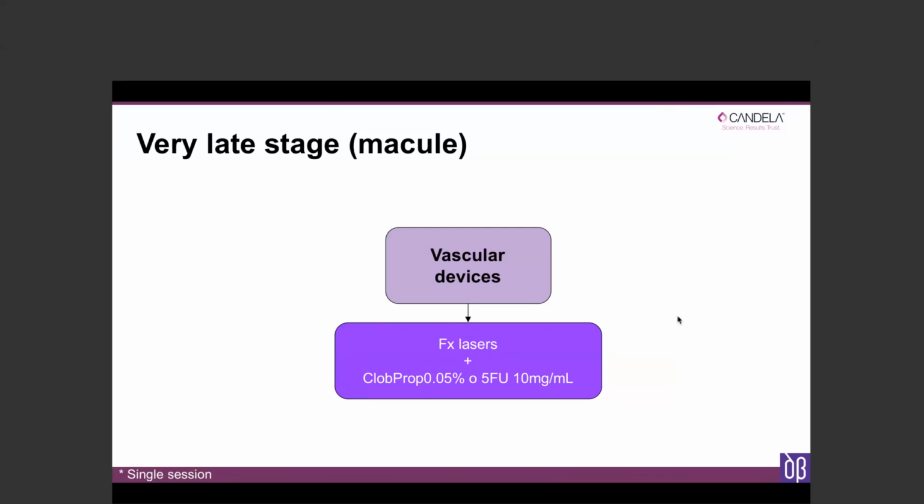All right, we can use clobetasol propionate or 5-FU at this concentration. And normally it takes just one single session. So the aim of this session is just improving the final texture of the skin to make it more even to the surrounding tissue.